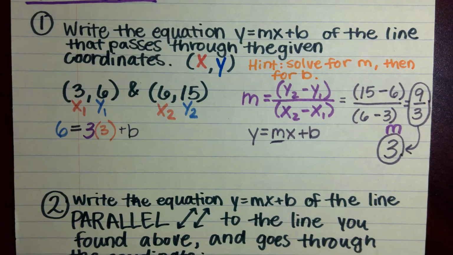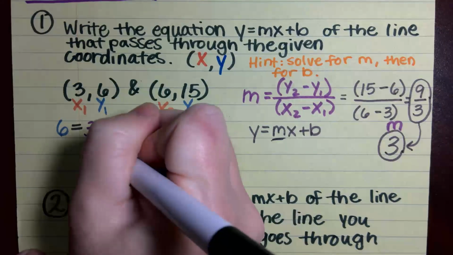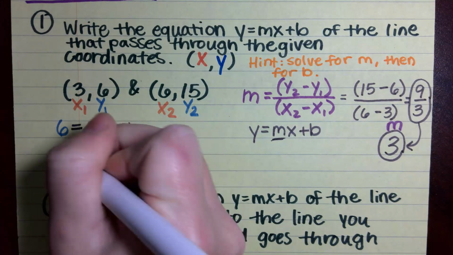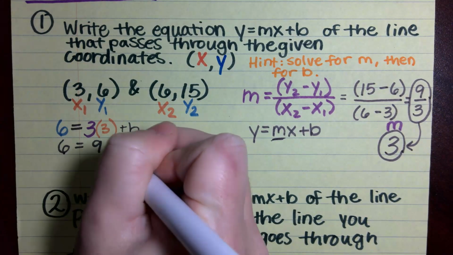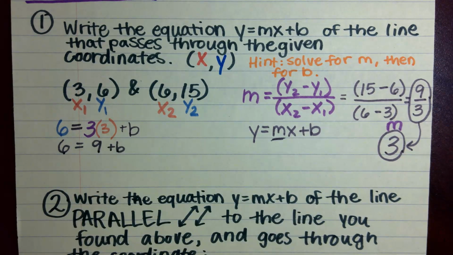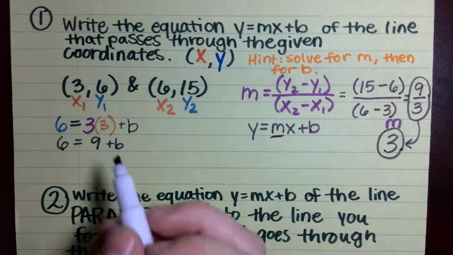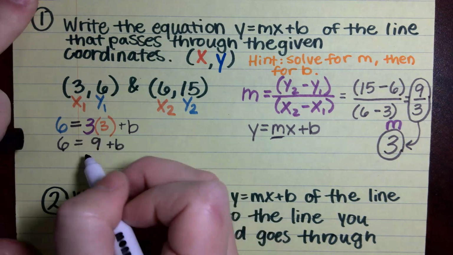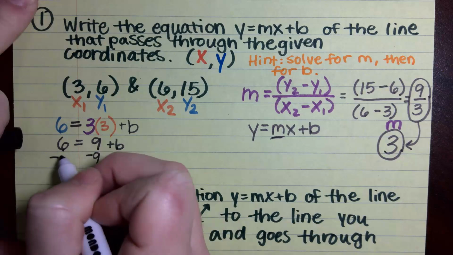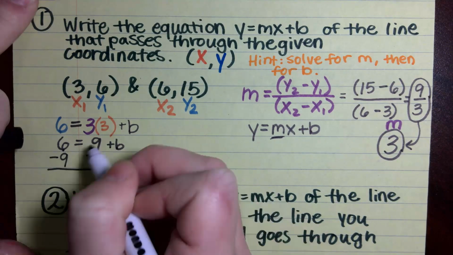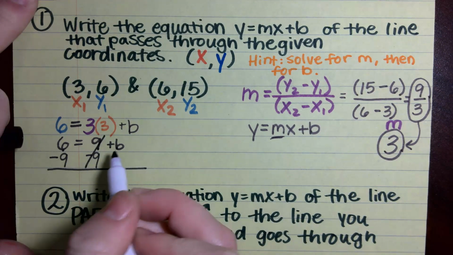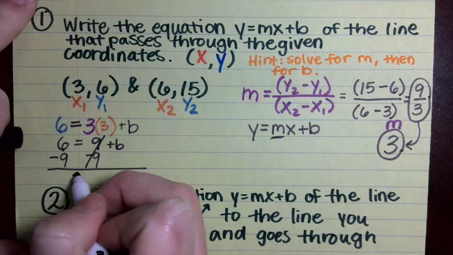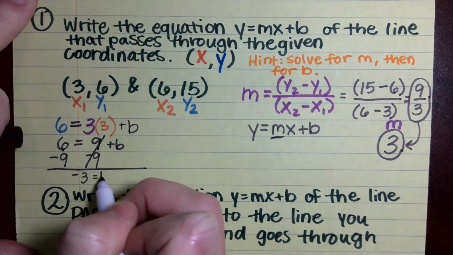All right, what should I do from here? 3 times 3. Yeah, what's 3 times 3? 9. Bring everything down. I've got 6 equals 9 plus b. Then we're going to do inverse operation. Yes, we want to use our inverse operations to solve for b. So what am I going to do to get rid of 9? Subtract. Good. We're subtracting 9 from both sides. And that's going to give me what? -3. Good. -3 equals b.